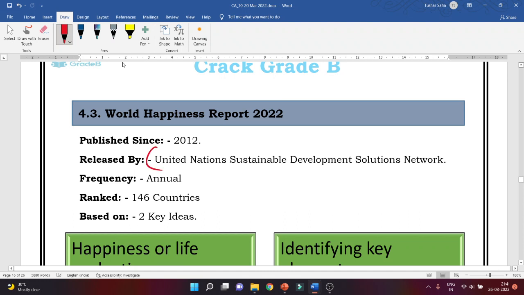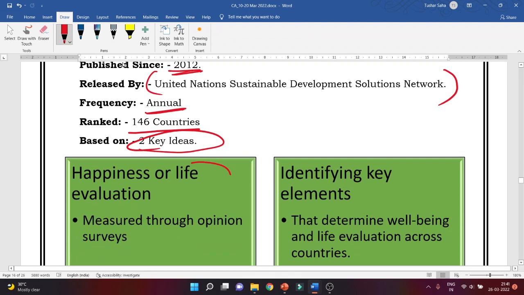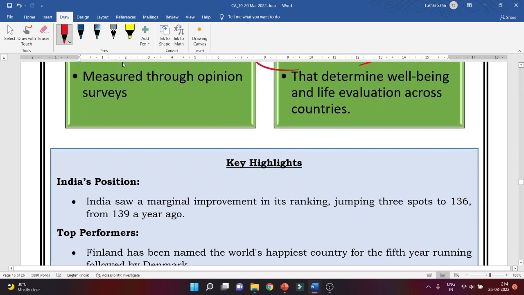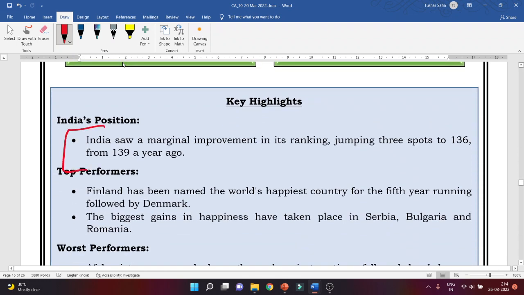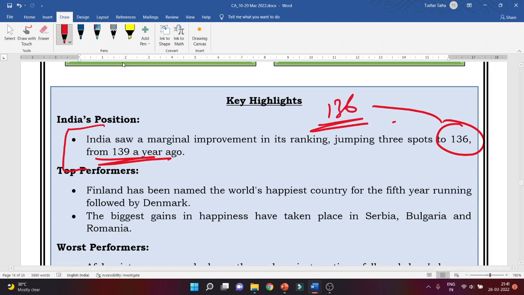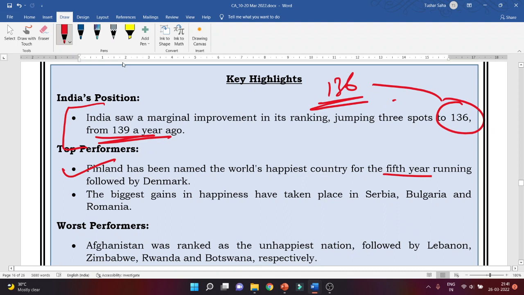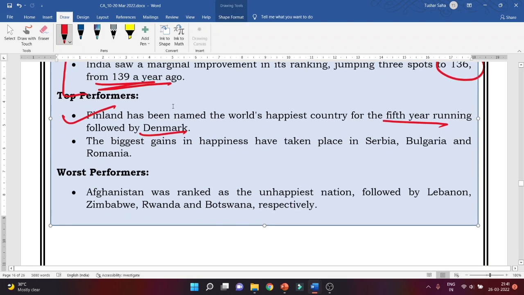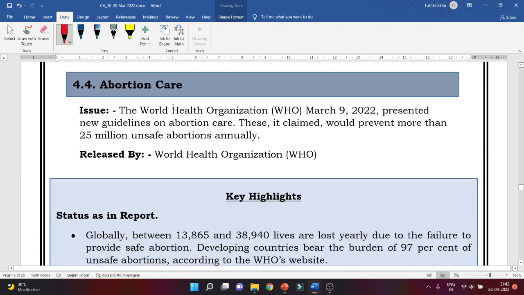Now, very important, World Happiness Index. This was given by the United Nations Sustainable Development Solutions Network. It was first published in 2011. Frequency is annual. It ranked 146 countries based on 2 key ideas: happiness or life evaluation, and identifying key elements. So what is India's position? India saw a marginal improvement in its ranking, a jump from 139 a year ago to 136. Means the rank of India is 136, which you have to remember. Top performer is Finland, followed by Denmark. The worst performer is Afghanistan. Okay, so let's move.